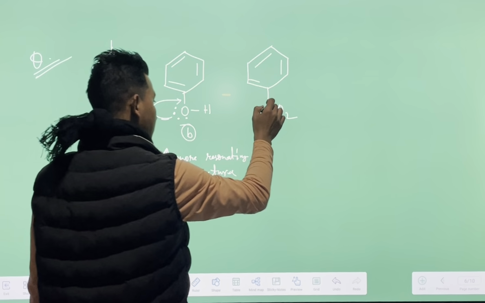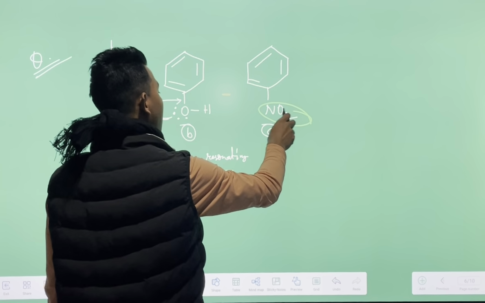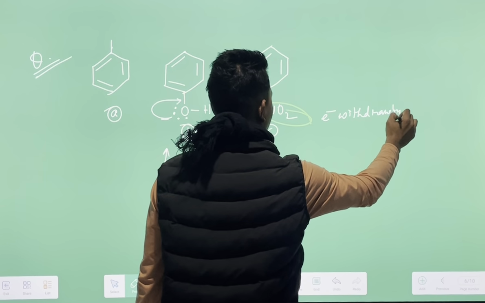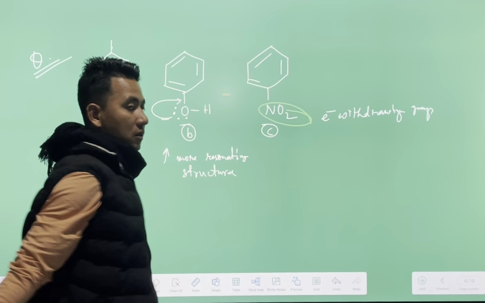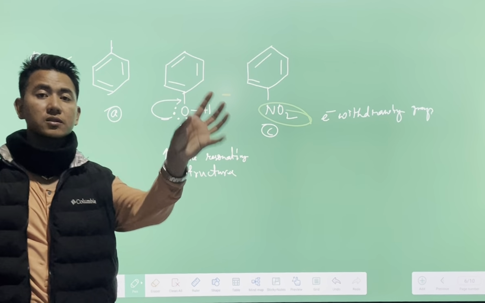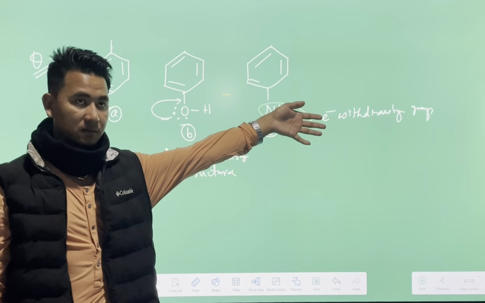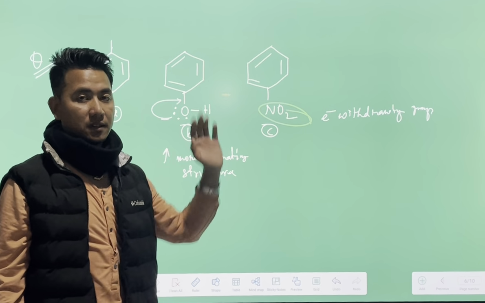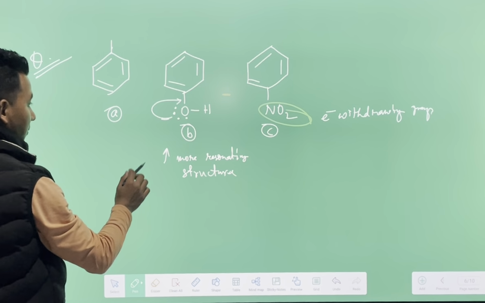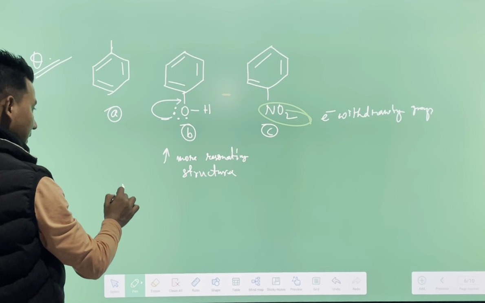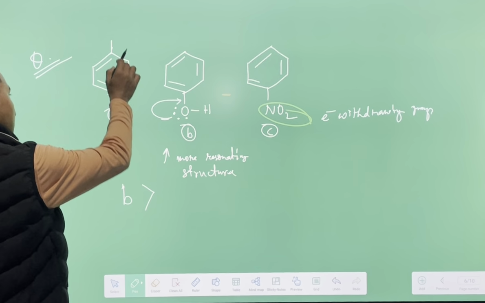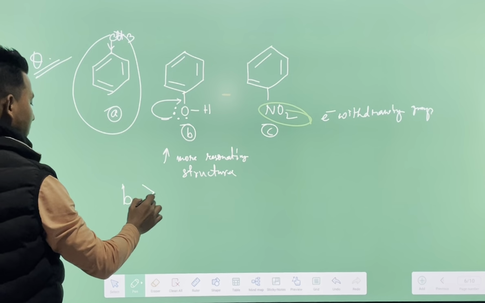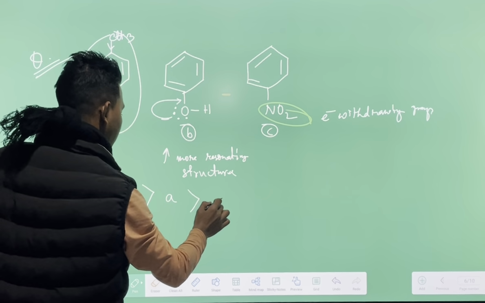And this is the nitro group. The nitro group is an electron withdrawing group. So this nitro group withdraws the electrons from this benzene ring, thereby destabilizing this benzene ring. So the most stable form regarding the carbocation is this B. Then this is toluene. This is a methyl group. The methyl group is an electron donating group. So A, and the last one is C.